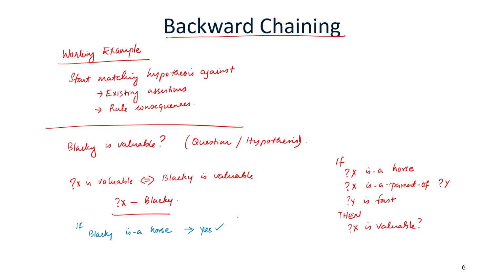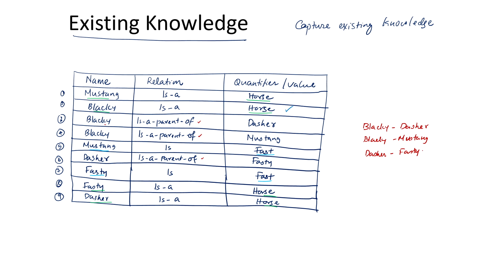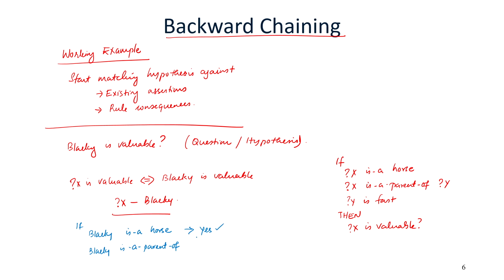Yes, matched. The next one is: Blackie is a parent of. So, now we go back to the data. Blackie is a parent of Dasher and Mustang. Okay. So, we have Dasher, Mustang.